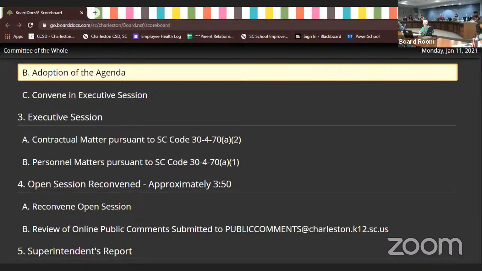7B or 7D? D as in dog. It should be action. Okay, so it needs to be changed to action. Well, it's left blank, so if we're in agreement that it says action, then when we adopt the agenda, it's an action item. It didn't on mine, which is why I wanted to bring it up. It doesn't on mine either. Okay, hold on a sec. So the question is, is item 7D an action item?